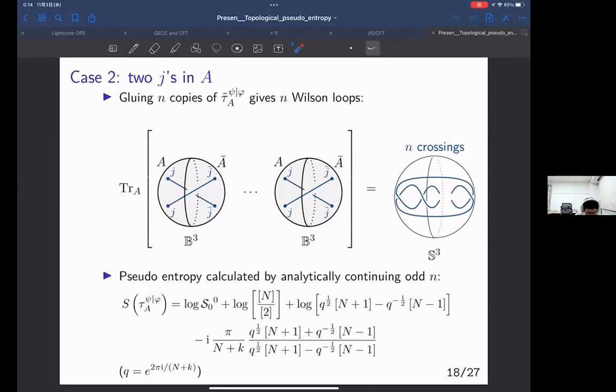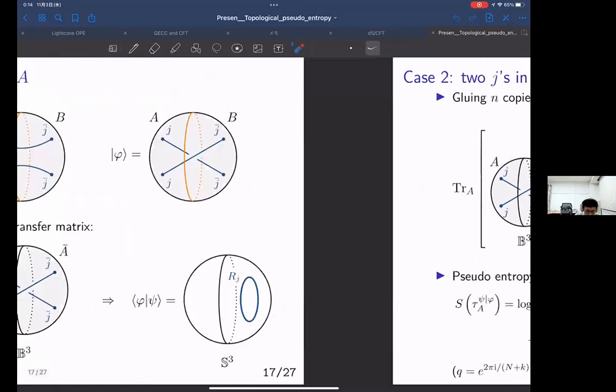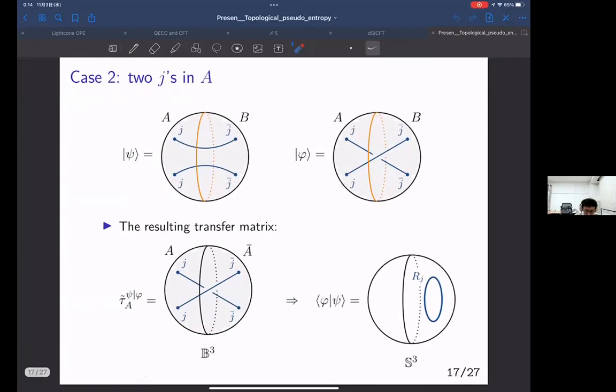Okay, so this is because of our choice of psi and phi. Here, for simplicity, I chose states like this, but you can also calculate more complicated examples. For instance, so this is one crossing. If you like, you could have any crossing.